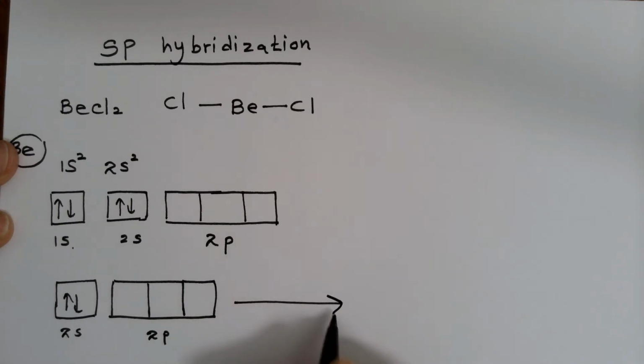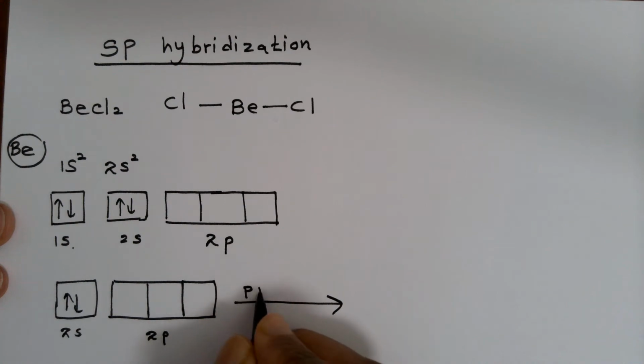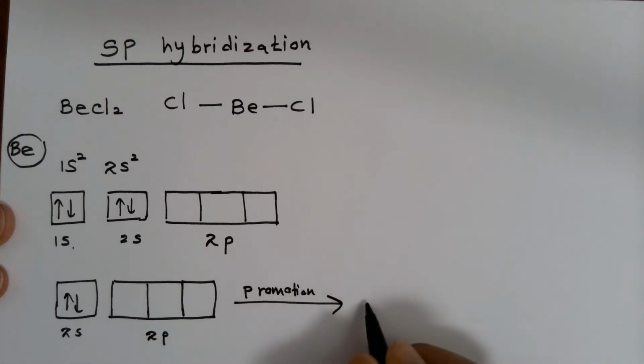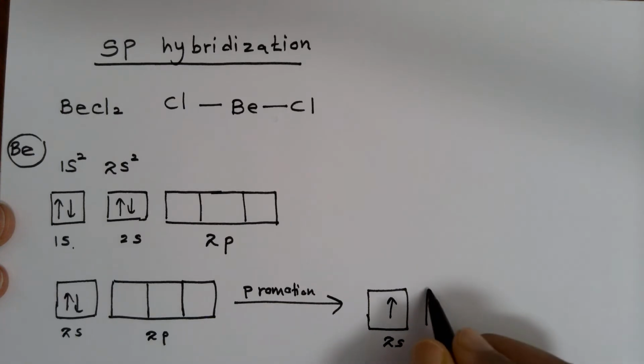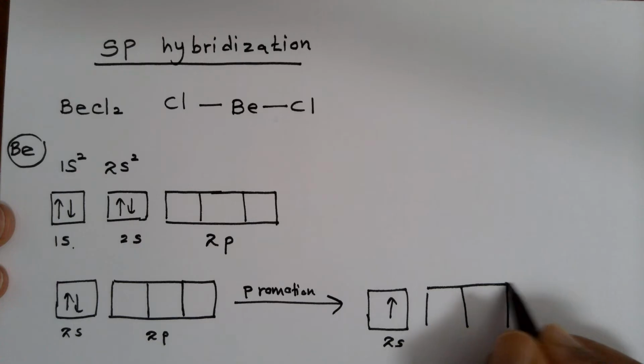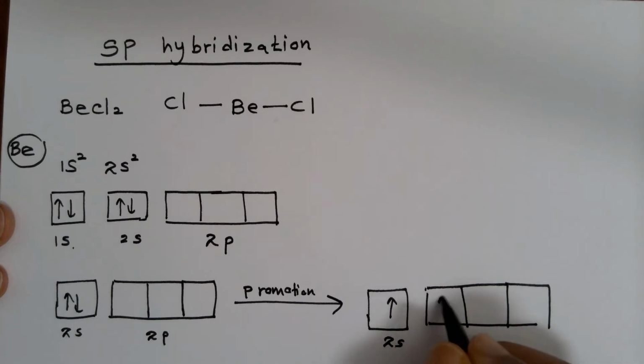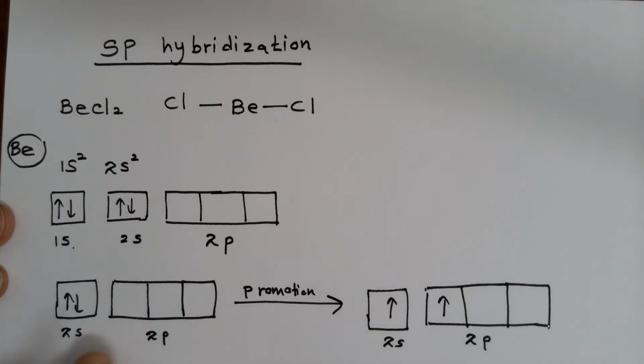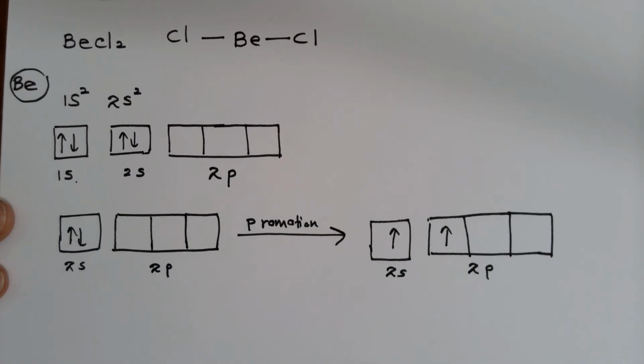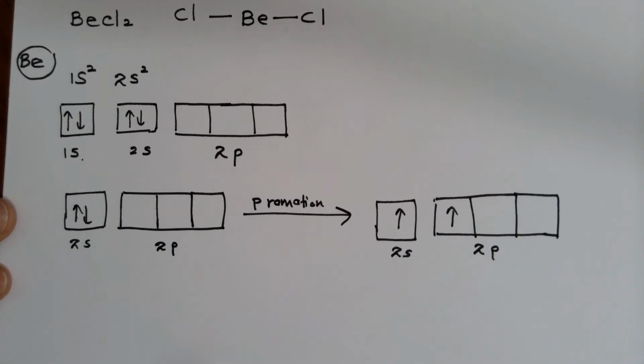Now the second step is promotion. We call it electron promoted to the next highest level. So one of the electrons in the 2s orbital, we promote, or we draw the electron in the next highest energy level, that is the 2p level. So after electron promotion, the orbital diagram looks like this. One 2s electron we promoted to the next highest energy level. Now we have one electron in the s orbital, one electron in the p orbital. That is our second step.